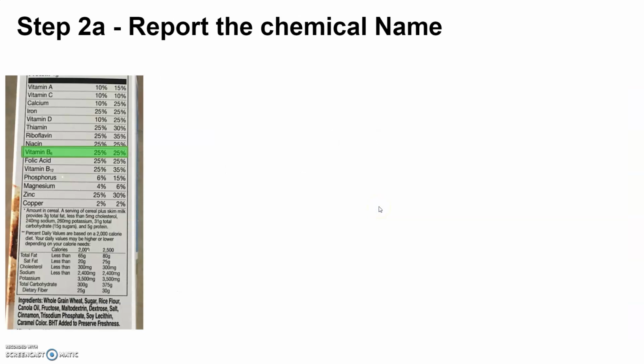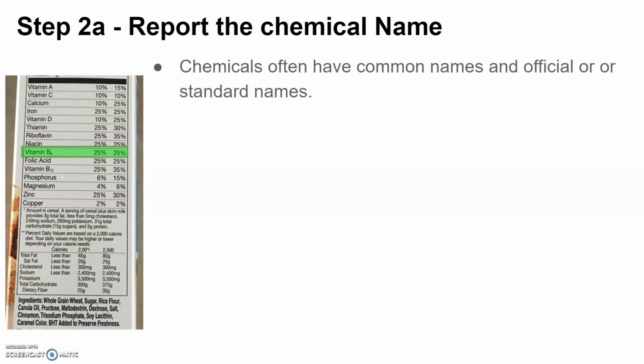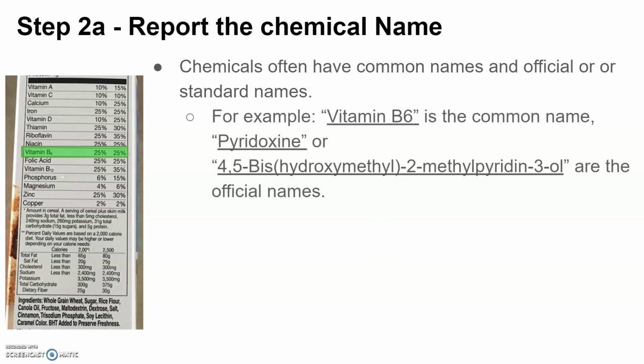All right, step 2. Now you're going to report the chemical name. So chemicals often have common names and official or standard names. So I'll use those interchangeably, official or standard. They're pretty much the same thing. So for example, vitamin B6 is a common name, but it's also known as pyridoxine. That's its standard or official name. Another standard official name it has is 4,5-bis(hydroxymethyl)-2-methylpyridin-3-ol. Those are also official names as well.